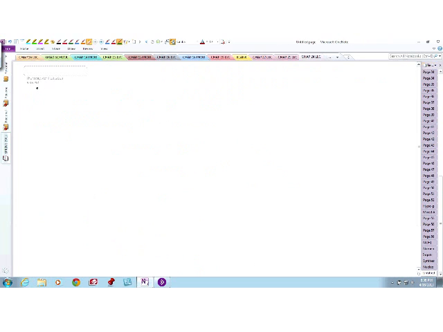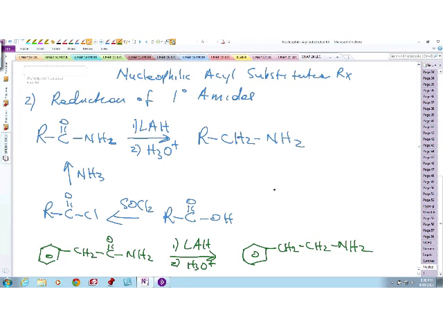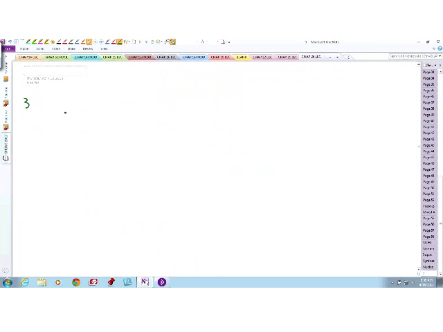Now, a third method. Okay, let us take a look at the third method for making amines. Okay, I will call this reduction, once again, reduction of azides. This is new to all of you. Reduction of azides.